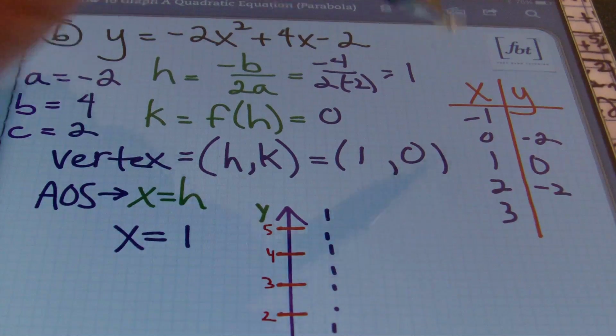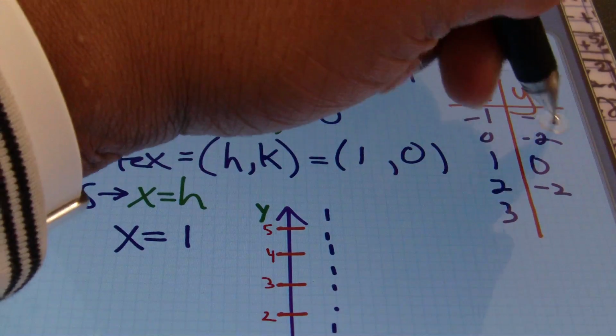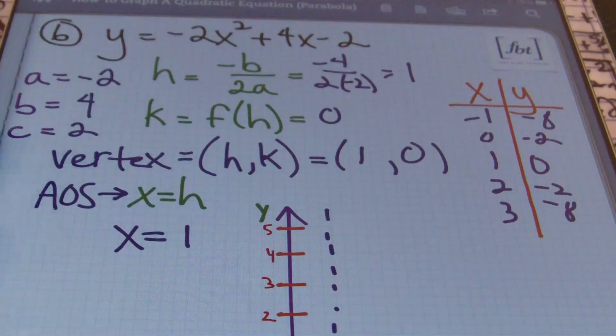Then I'll be plugging in negative 1. Negative 1 squared is going to be 1. Then 1 times negative 2 is negative 2. And then I end up with negative 2 and a negative 4. That gives me negative 6. And then negative 6 and negative 2 give me negative 8. So I have negative 8 here, and negative 8 will be at 3 as well.